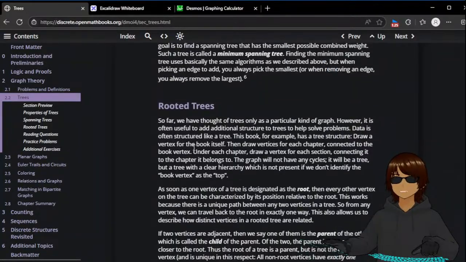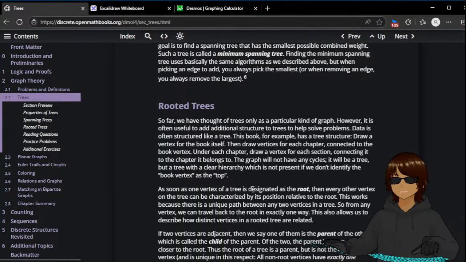What is this now? Rooted trees. So far, we have thought of trees only as a particular kind of graph. However, it is also often useful to add additional structure to trees to help solve problems. Data is often structured like a tree. This book, for example, has a tree structure: the vertex for the book itself, then vertices for each chapter connected to the book vertex, and so on.